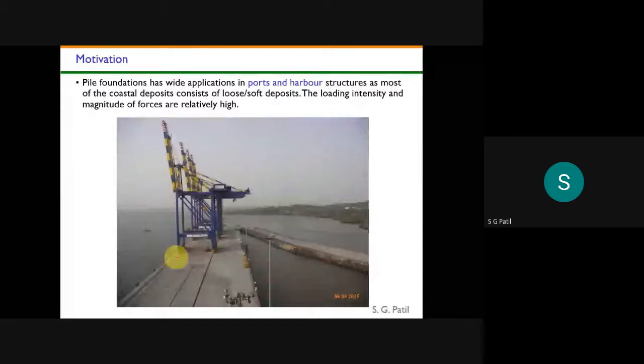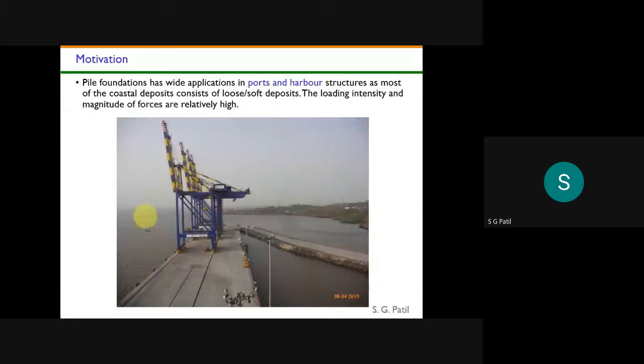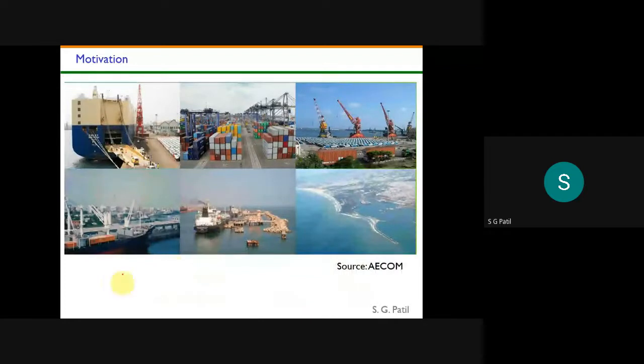If you see these wharf structures or jetty structures, where container ships or big ships will come and loading and unloading will take place, here these big cranes have to carry a lot of loads. To support these kinds of heavy loads, we need pile foundations. This is one of the applications, and I have also shown you some pictures to give a glimpse of the applications of these pile foundations.